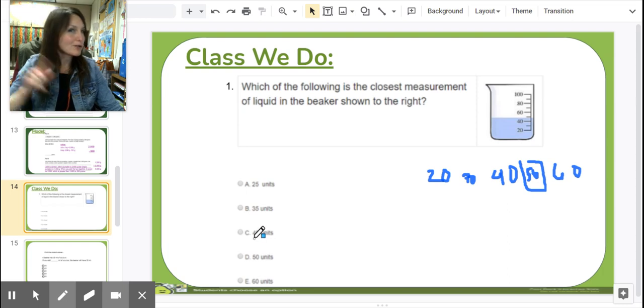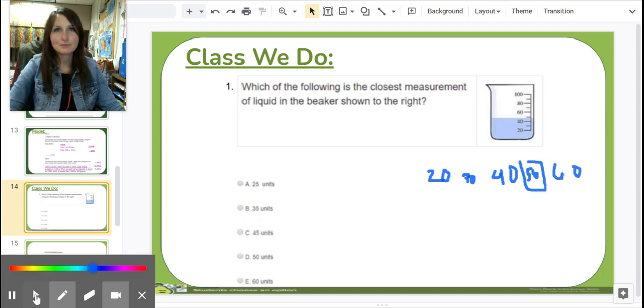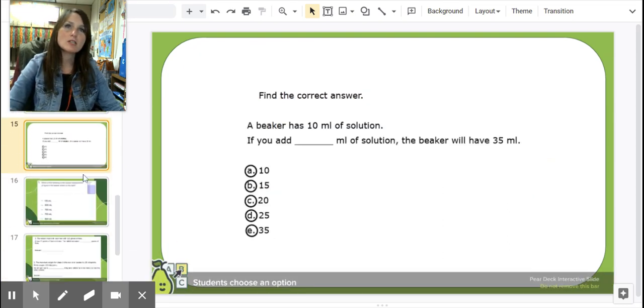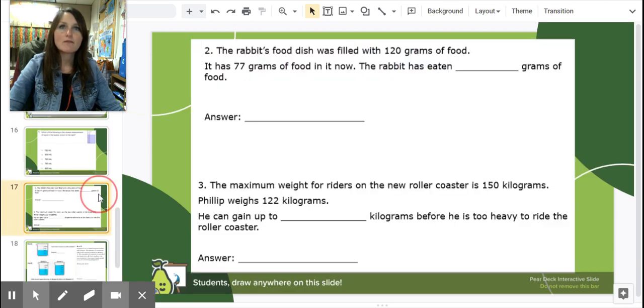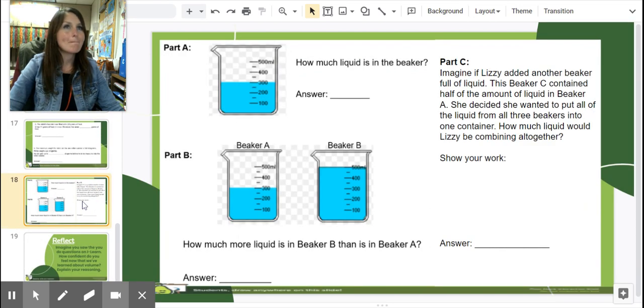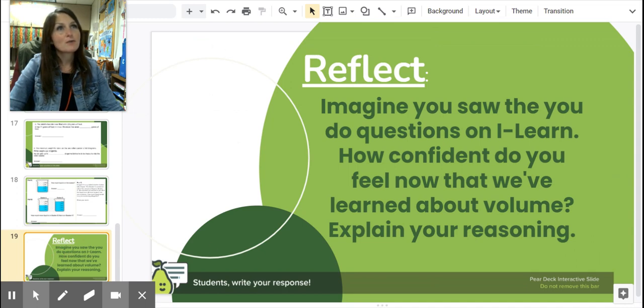So I'm going to let you go ahead and complete that. And then there's a bunch of different questions here that have to do with volume and mass. This one is like what I modeled just a second ago. There's a part A, part B, and a part C. And then don't forget to reflect.